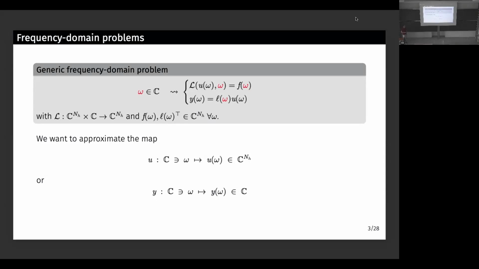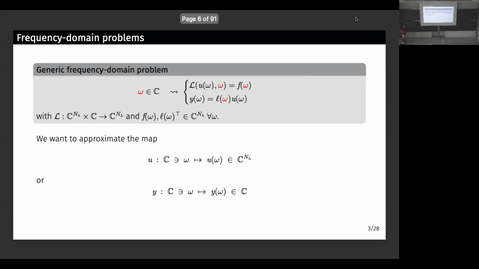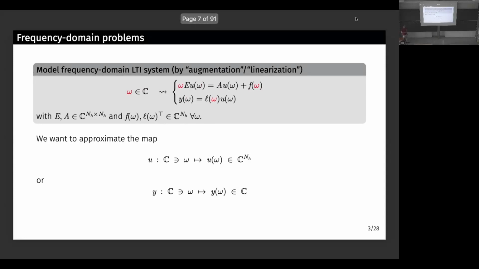I will say more about why we're trying to do this. But just for exposition, I will often consider a simplified version of this problem, which is very much simplified. You can see here, I'm assuming that the dependence on omega of the operator L that before defined our right-hand side is actually linear in omega, so that I can use the notation and many of the tools from linear time invariant frequency domain systems.